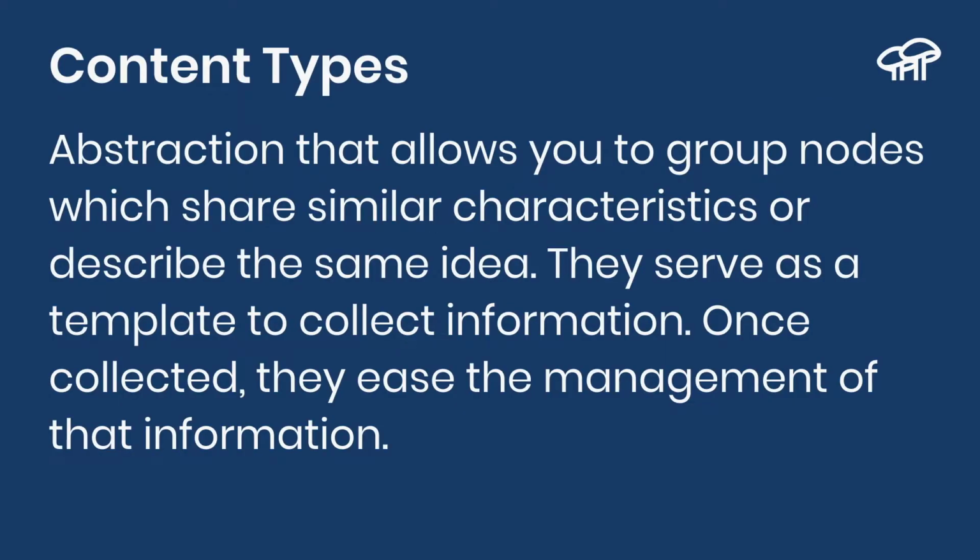In Drupal, we do the same, and the way to do it is using content types. A content type is an abstraction that allows you to group together nodes that share some functionality or characteristics and that describe the same idea. You can say, I will have a content type for cars, I will have a content type for motorcycles, I will have a content type for articles, I will have a content type for events, and so on. Anything that you want to describe, you can have a content type for that. And the content type is a template to collect information.